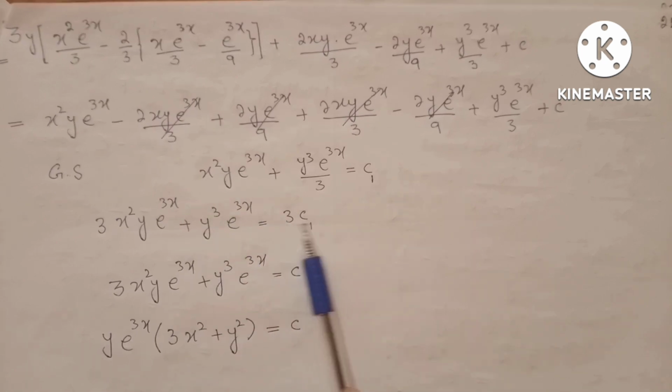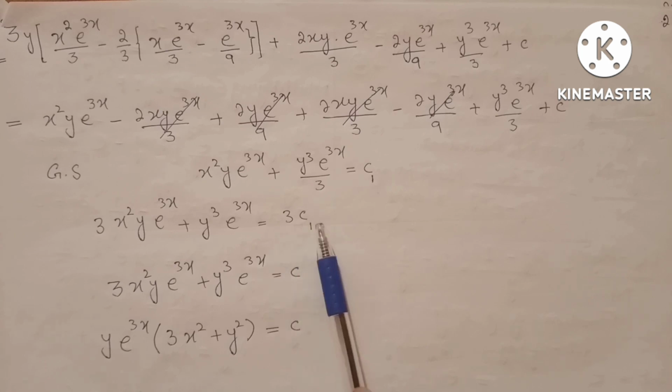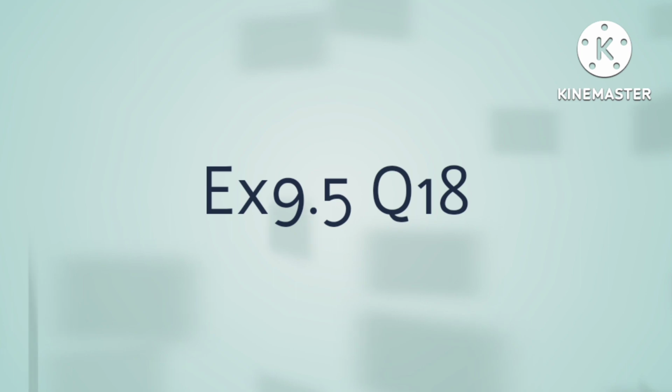Multiplying the equation by 3, and 3c1 is also a constant, because the product of two constants will give us a constant. So our general solution is e raised to power 3x into (3x²y + y³) equal to c. Exercise 9.5, question number 18.